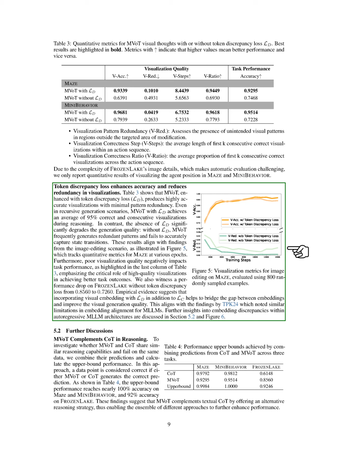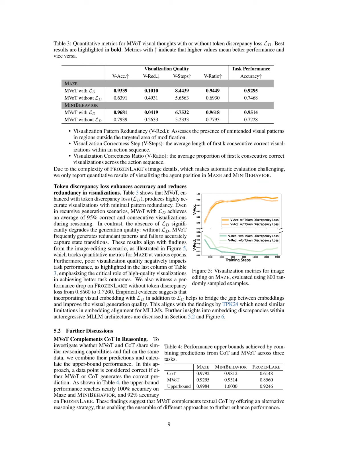Our empirical evidence suggests that incorporating visual embedding with token discrepancy loss, along with another loss type, helps improve visual generation quality. This aligns with previous findings that noted similar issues in embedding alignment for MLLMs. We discuss further insights into embedding discrepancies in autoregressive MLLM architectures in our later sections and figures.